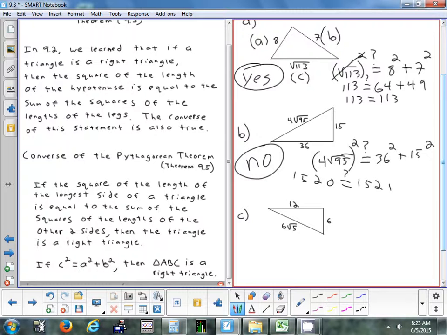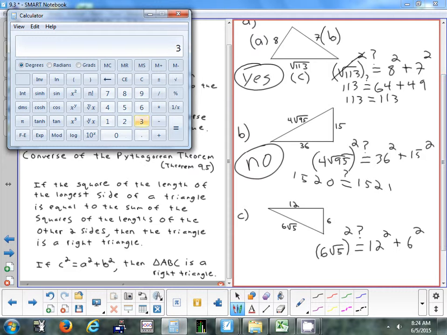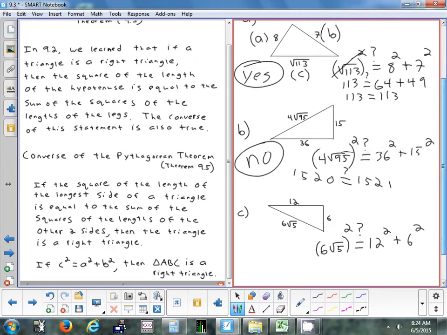Okay, how about Katrina? Can you set up my formula to check if that's a right triangle? 6 and then square root of 5. Good, 6 square root of 5 equals 12 squared plus 6 squared. So then the parentheses around the 6 and square root of 5. Okay, all right, so when we do this out, 6 squared is 36. The square root of 5 squared is 5. We've got 36 times 5. Okay, 180.